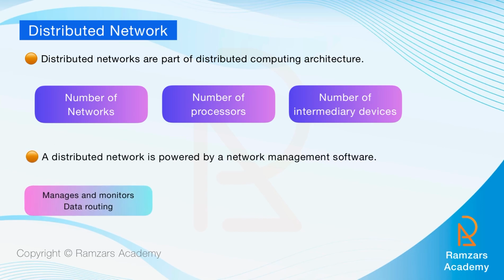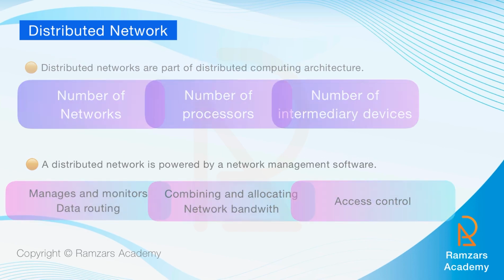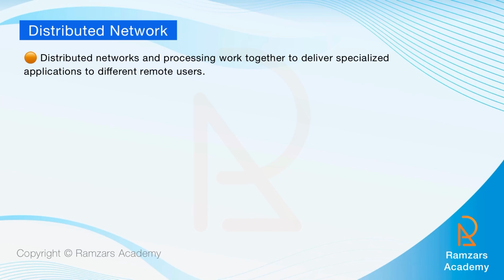On top of it, network management software manages and monitors the core networking processes like data routing, combining and allocating network bandwidth, and access control. An architecture with distributed network and processing is used in an application which is hosted and executed from a single machine, but is accessed by many remote users.